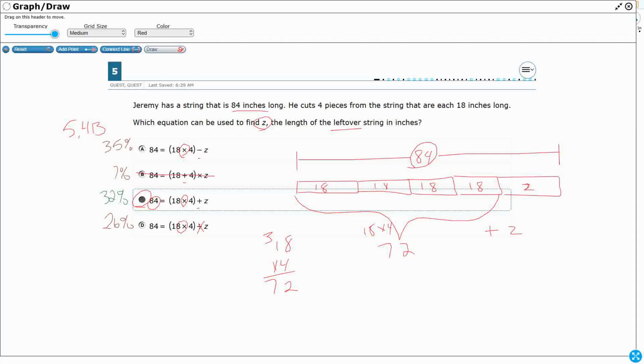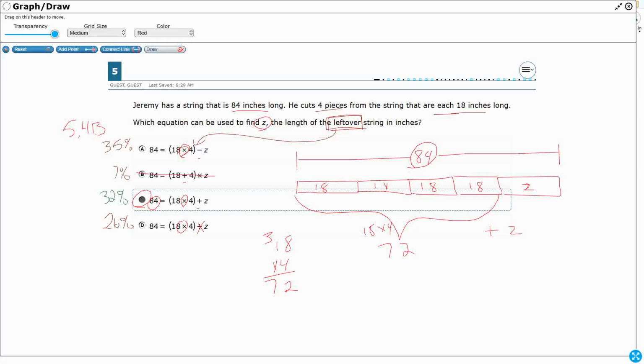They knew it was 4 pieces, 18 inches each. Okay, that's multiplication. And it's this leftover string. They thought that leftover meant subtraction. So this is where we need to provide our students opportunities to not just read the problem, but they need to be drawing pictures.